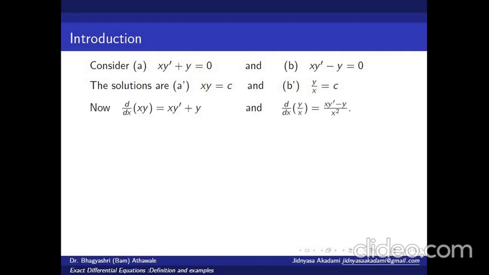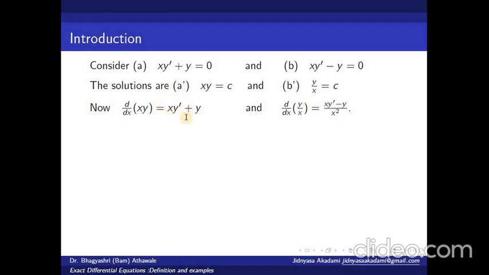So d by dx of xy, I am differentiating this implicit function with respect to x. So it is x into derivative of y with respect to x, that is y dash, plus y as it is, derivative of x is 1. And differentiating this with respect to x, we have to apply the division rule. So it is x as it is into derivative of y with respect to x, that is y dash, minus y as it is divided by x square. Now observe the things carefully.